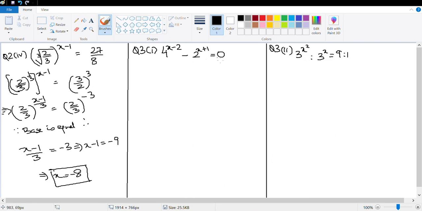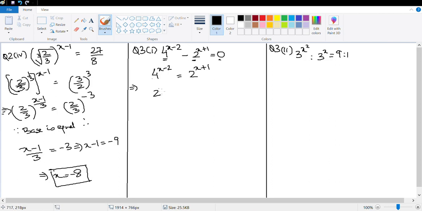Here we don't have the bases equal. Here we don't have a right hand side. The right hand side is 0. But here I notice that this is base 2, this is also base 2. Maybe I can take it to the other side. So this will become 4 to the power x minus 2 is equal to 2 to the power x plus 1. Now this looks like my first question that I've done.